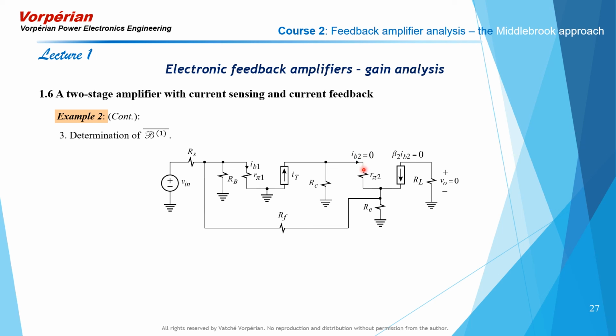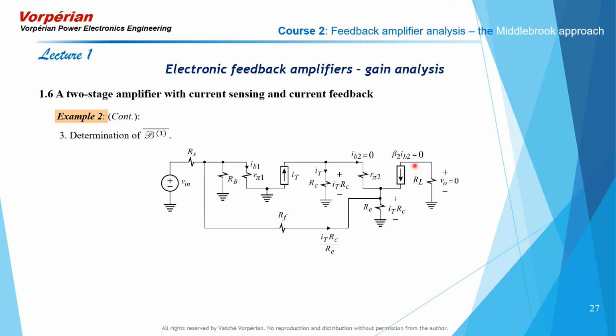And if IB2 is 0, there is no current flowing in this branch. The voltage across R2 is 0. Not only that, but the current IT flows entirely through RC, creating a voltage drop IT-RC across it. And when the voltage across R2 is 0, that IT-RC appears across the current sense resistor. And it starts a current through it, which flows entirely through RF because there is no emitter current. Remember, you nulled the output current, the collector current.